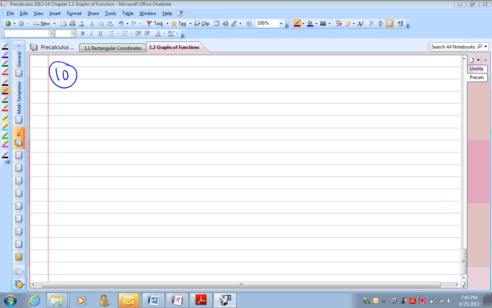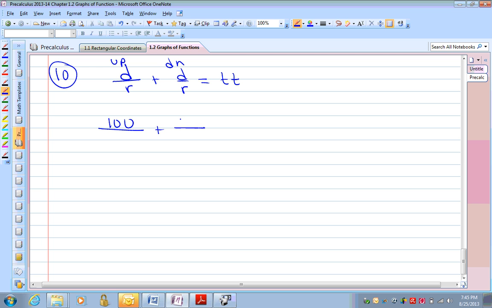Well, let's set up this problem. We're going to have our distance over our rate going upstream, plus the distance over the rate going downstream, and that equals the total time. Let's plug in what we know. We know that his distance was 100 meters both times, and we know it took him 80 seconds to make the round trip. So we've got that already, and his current was running at 1 meter per second.